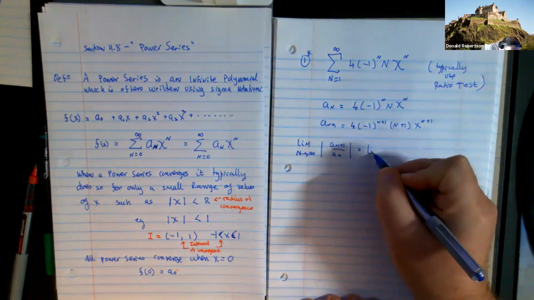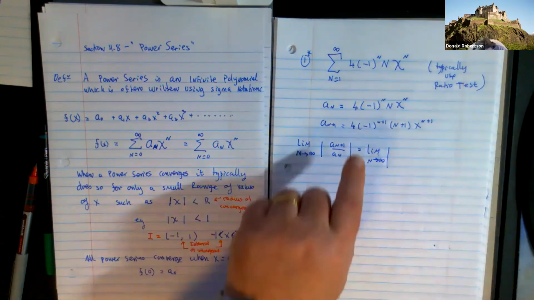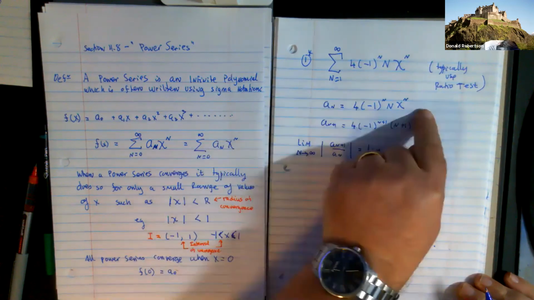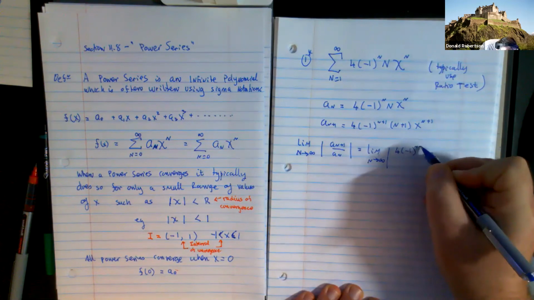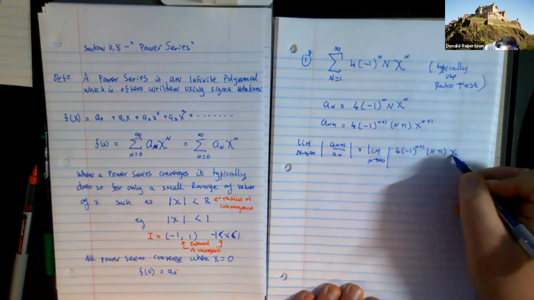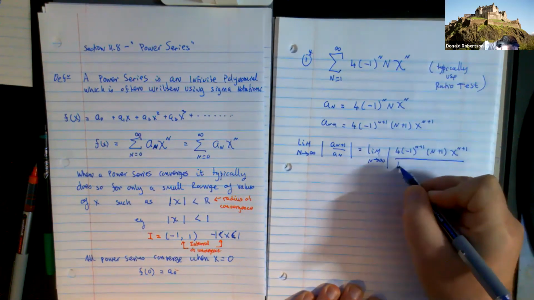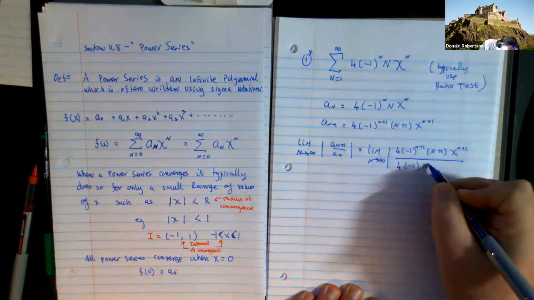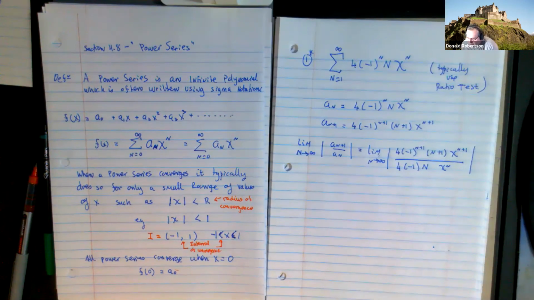So it's going to be now the limit as n tends to infinity. Now, if you take this guy on the top and that guy on the bottom, you get 4 (-1)^(n+1), n plus 1, x^(n+1). And on the bottom, you get this fella. Are we comfortable with what I did there? a_(n+1) on top, yeah.